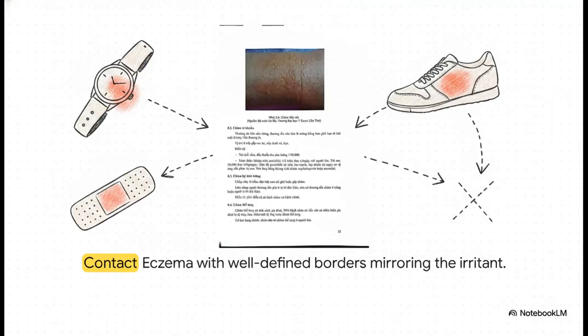Let's kick this off with contact eczema. Take a look at the incredibly defined borders on the skin here. Those borders are a massive diagnostic clue because they usually mirror the exact shape of whatever caused the irritation. Say you're allergic to a watch strap or a specific chemical in your shoe. The inflammation and blistering will map out that exact shape on your skin. Take away the irritant and it heals, touch it again, and boom, it violently flares right back up.